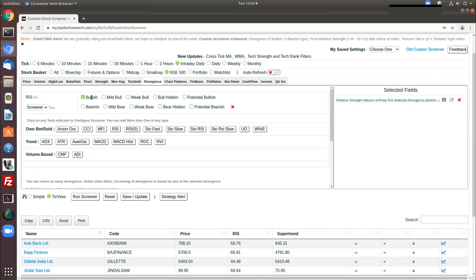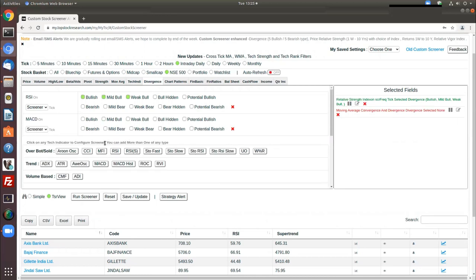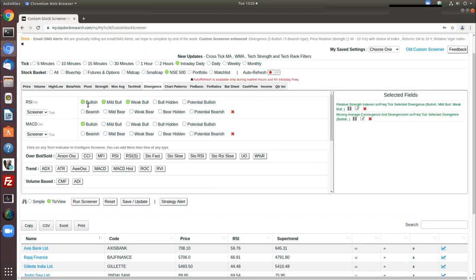You can look for mild bullish, weak bullish. You can look at various different options. So this is if it is bullish divergence or a mild bullish or a weak bullish or a bullish hidden. So that option is there. You can also add RSI divergence. You can also look for an MACD divergence, MACD bullish divergence. So either it is a bullish divergence on MACD or a bullish divergence on RSI.